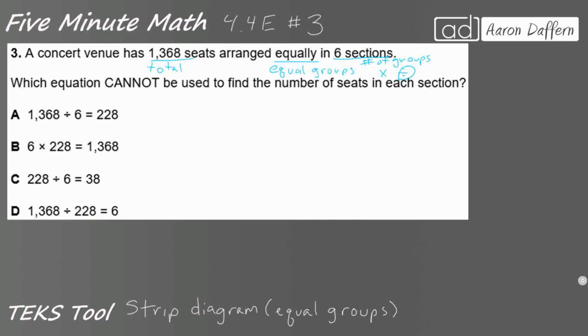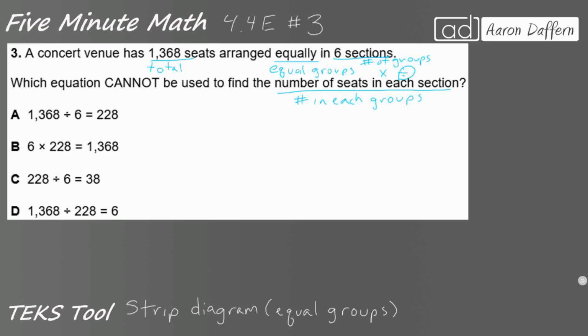So what we're trying to find is the number of seats in each section, or we're actually trying to find the equation that cannot help us with that. But the number of seats in each section is the number in each group. And so whenever we're dealing with equal groups, we're always going to have those 3 elements. Total, the number of groups, the number in each group, and then some statement that lets us know that there are equal groups. When we have that, we're good to go.